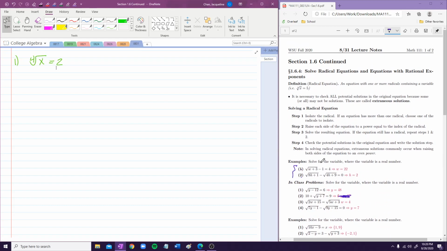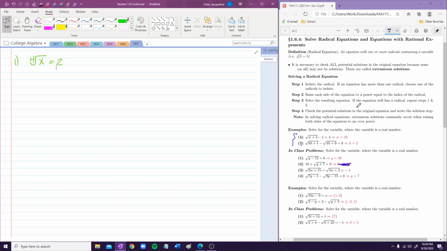Okay, we still want to isolate the radical. Luckily, our radical is already isolated. So now we want to get rid of this radical. In order to get rid of it, I have to take the power of the index, which is 4. Because this is x to the 1/4, if I raise it to the 4th, I get x to the 1. So this becomes x, and then 2 to the 4th.